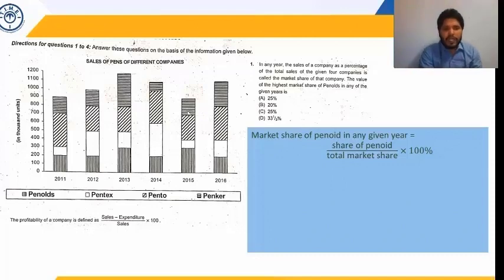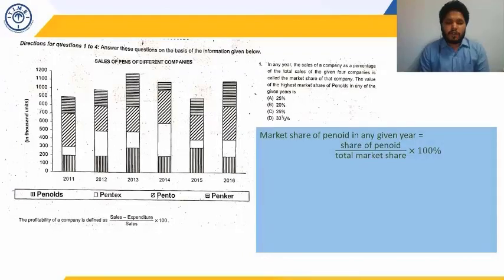So let's see for 2011. For 2011, the share of penoids is 200. Let's see for how many years it is 200, the same quantity. So for 2011, for 2012, for 2014 and for 2016, it is going to be the same, which is 200. So can I say numerator is same in all these years? 2011, 12, 14 and 16. Share of penoid is going to be our numerator, which is same for each year. So numerator is same. If numerator is same and denominator is changing, so numerator is constant, and if we increase the denominator, then fraction is going to be decreased.